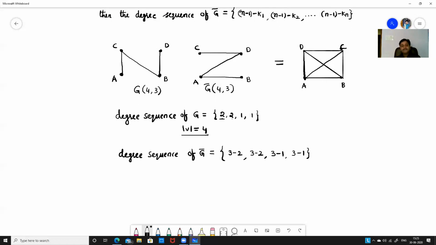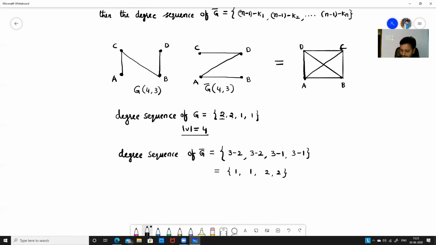Do you know why it is 3? The 3 indicates that if the graph contains 4 vertices, then the complete graph must have a maximum of 3 edges per vertex, right? Therefore, I'm taking 3 here. So 3 minus 2 equals 1, 3 minus 2 is 1, and 3 minus 1 is 2, and 3 minus 1 is 2. This is the degree sequence of G bar.